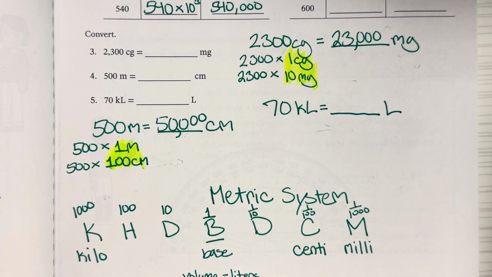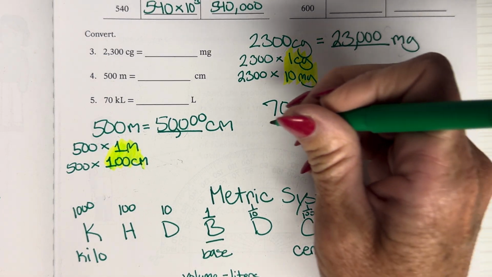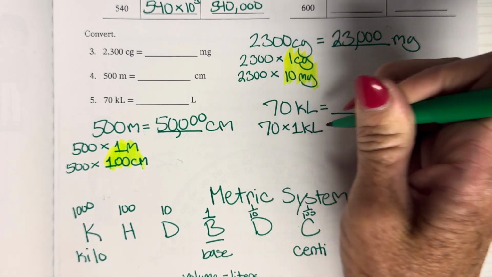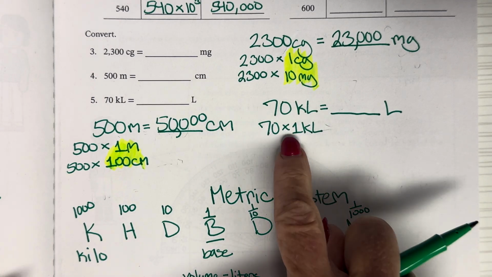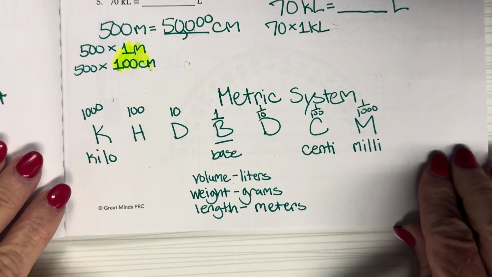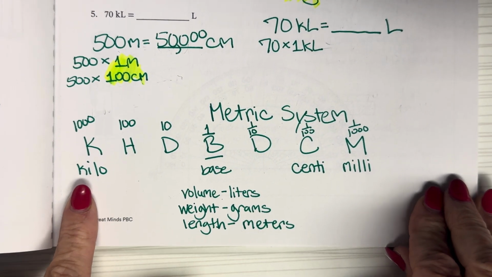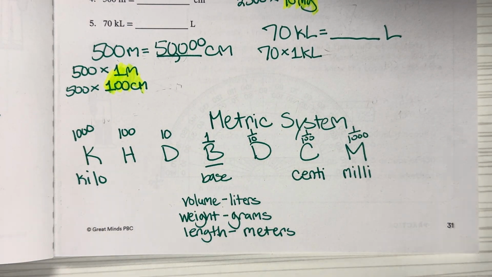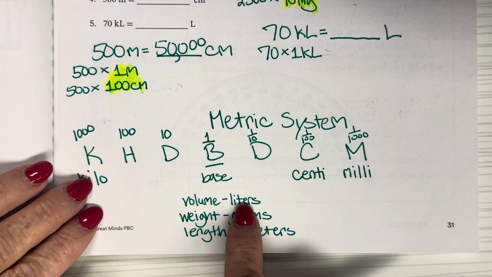Okay, our very last one is 70 kiloliters is equal to how many liters? Okay, so I'm going to say that is 70 times 1 kiloliter, and I want to know what is a kiloliter to a liter. So a kilo is over here. A kilo is a huge measurement. It's a really big measurement, and a liter is here.